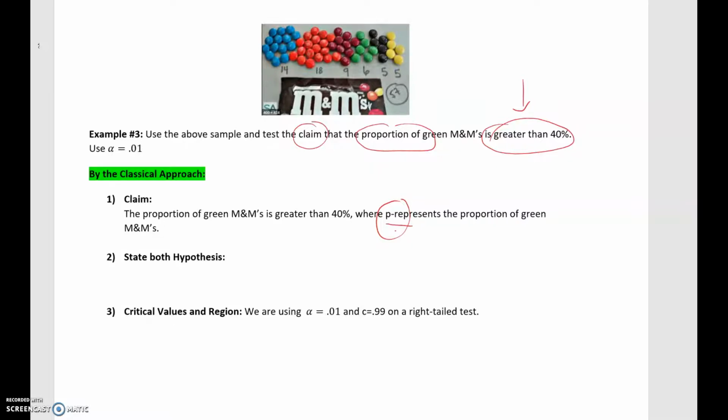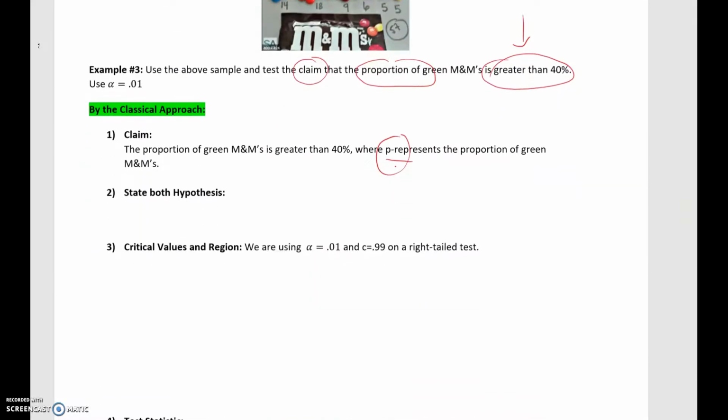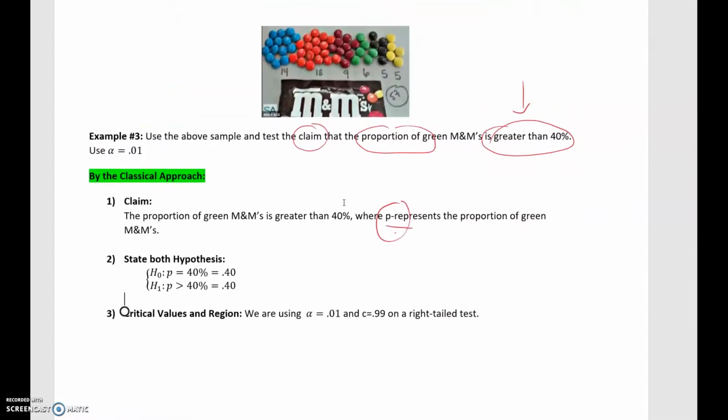Next step is to state the hypotheses. This is what our hypotheses are going to be stated as, because we're looking at a greater than and technically a right tail test. Let me just show the hypotheses. And notice that we're talking about what the statement is given as, 40%.